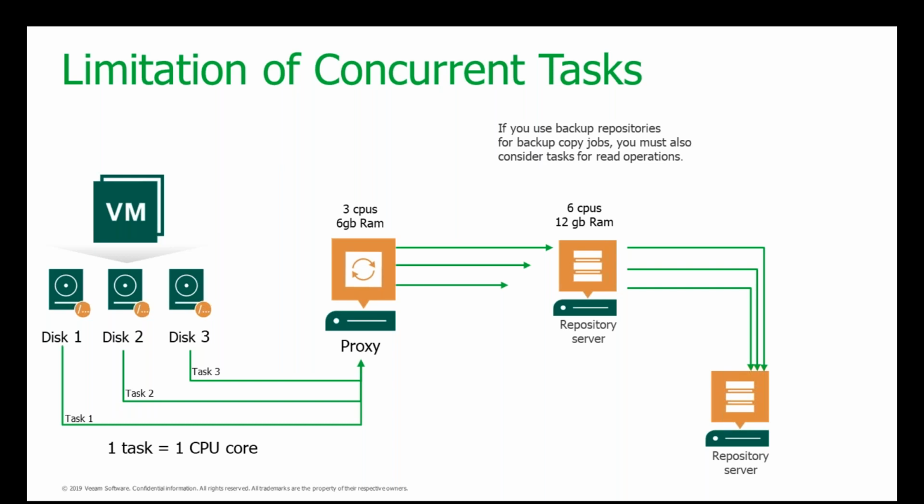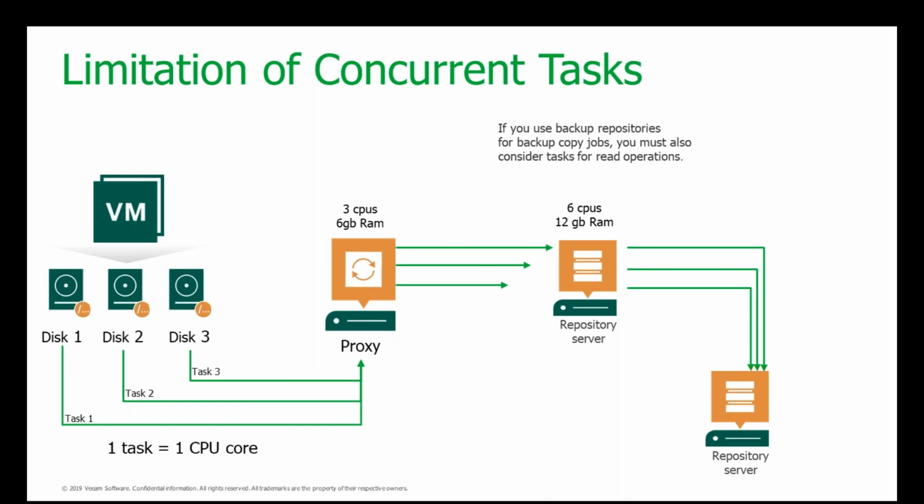Our common rule of thumb here is 1 task equals 1 CPU core. And then roughly you want to always have 2 gigs of RAM per CPU core. So with this one, we have 3 CPU cores and 6 gigs of RAM. This can process everything in parallel.